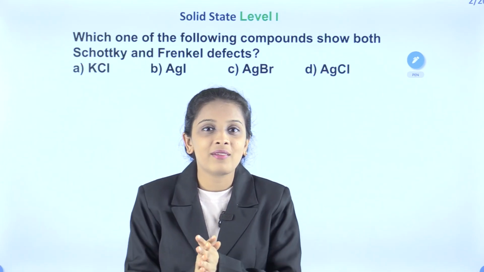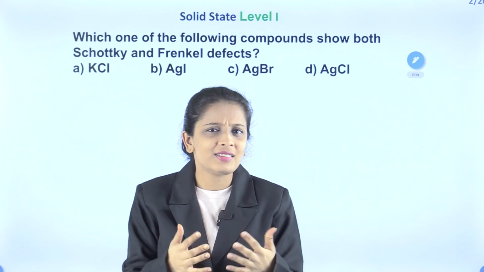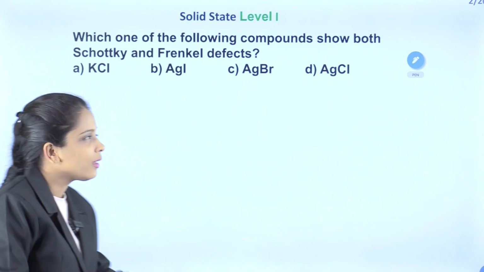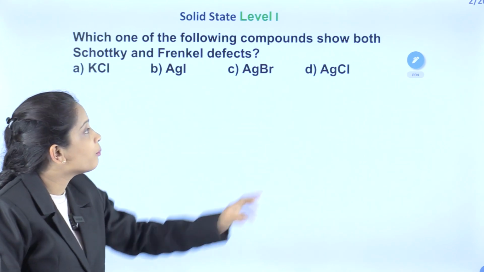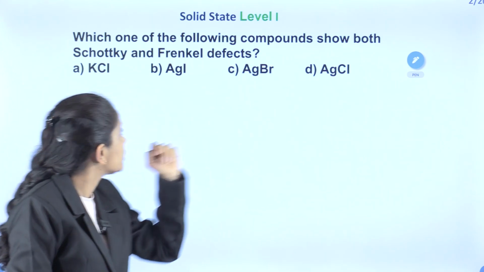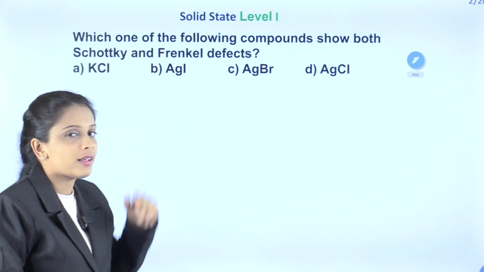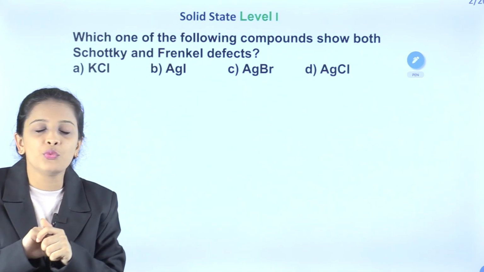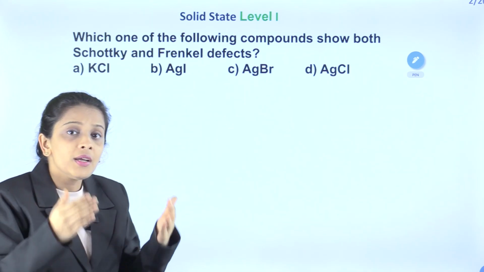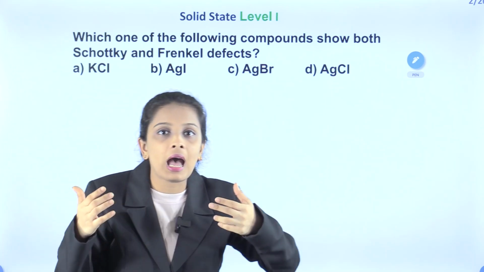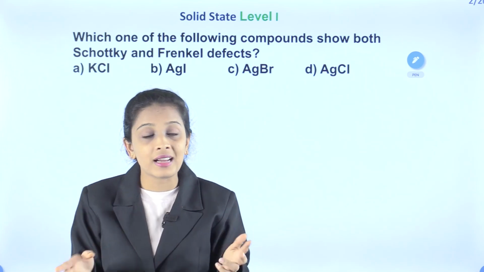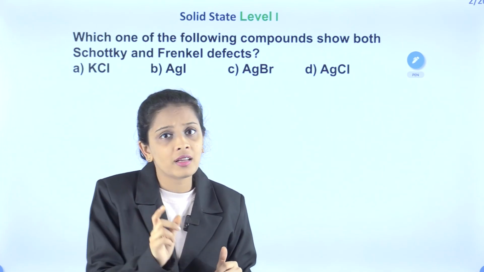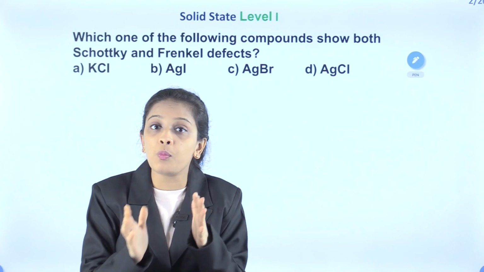So students, we have our next question in front of us. Let's try to understand what it is saying. It says: which one of the following compounds shows both Schottky and Frenkel defect? Students, this example is very important because we know different ionic compounds show either Schottky defect or Frenkel defect, but one ionic compound is there that shows both the defects.